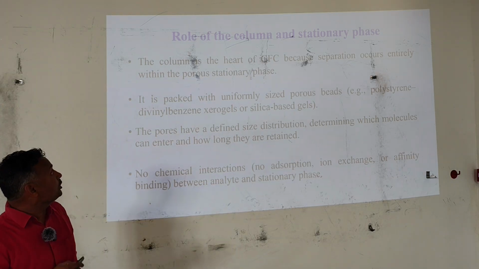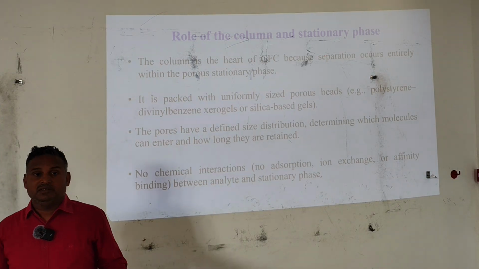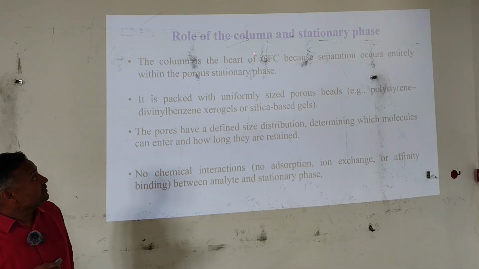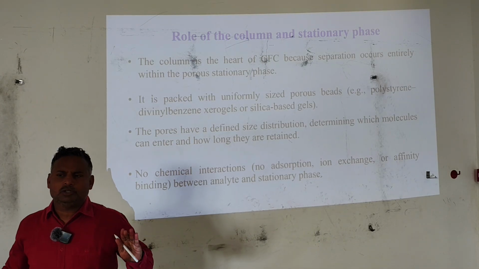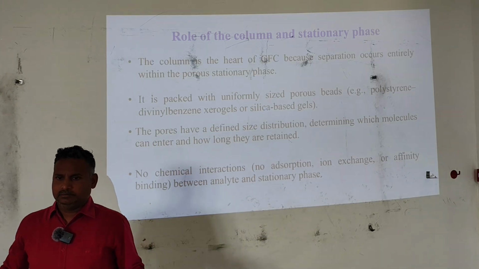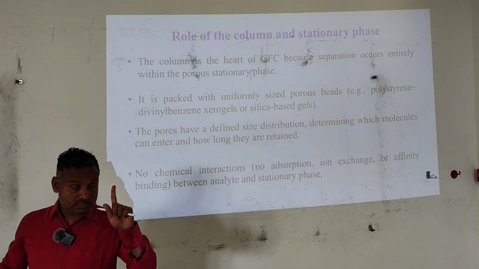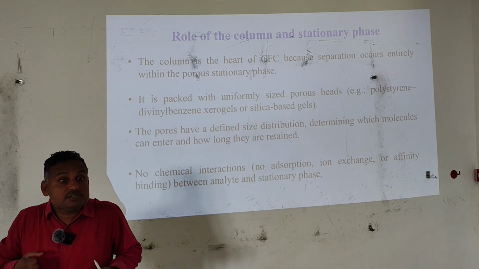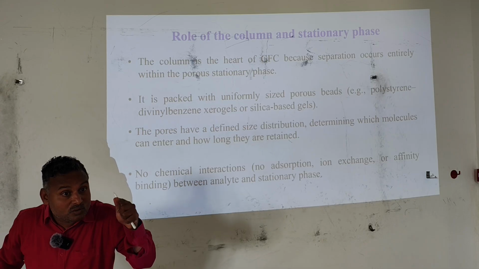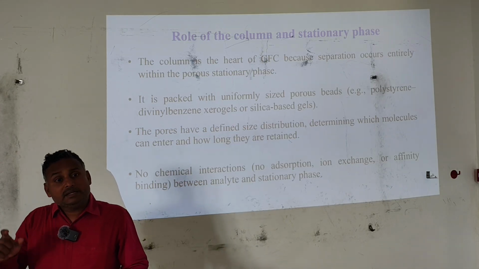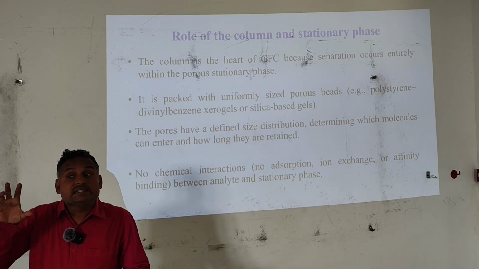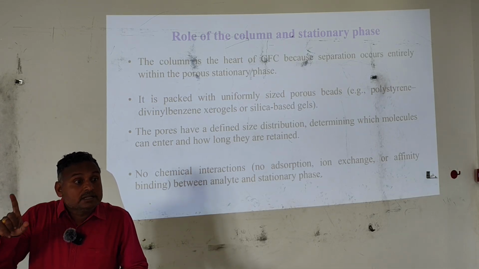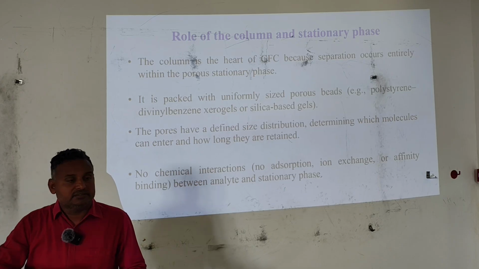So now we are coming to the role of column and stationary phase. Now we are discussing one after another. Role of column and stationary phase. As I have told you, in all chromatographic techniques, the column is the heart of the instrument, because the separation process takes place in the column. And the detector is very important for the sensitivity of the instrument. The sensitivity of the instrument depends on the sensitivity of the detector.